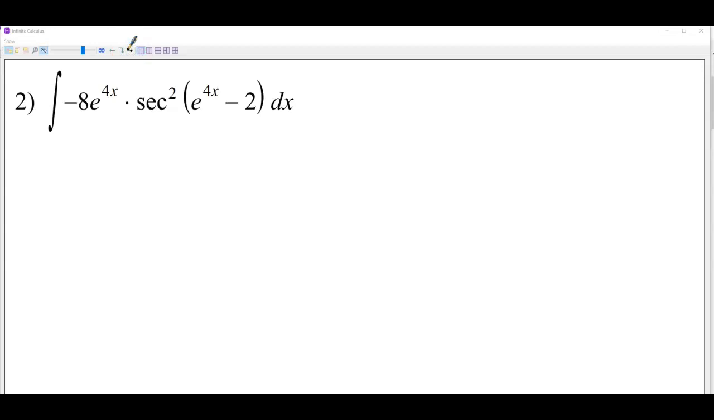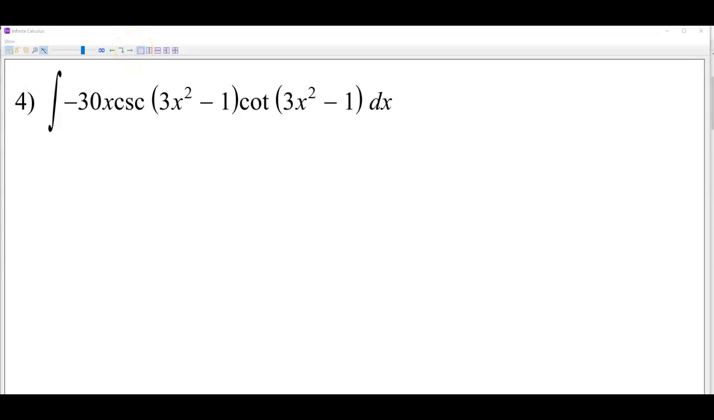Let's take a look at number 4. So for number 4, we have cosecant and cotangent being multiplied together. Now there is an integral that has both of those in it, and so my u is going to be the 3x squared minus 1 there. So now you might be thinking, which 3x squared minus 1 is it? Is it this one or is it this one? Well, the answer is it doesn't matter. We know that the part inside the parentheses is 3x squared minus 1, so that's my u.